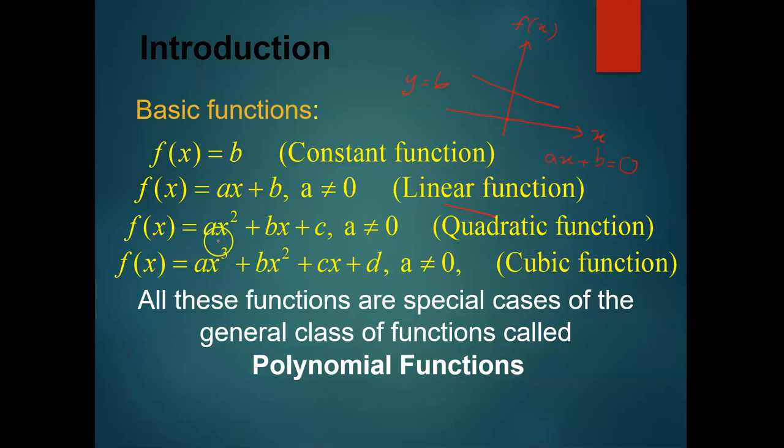And then third is ax squared plus bx plus c, which we call a quadratic function. When you put it equal to 0, then it will become a quadratic equation. And then last is ax cubed plus bx squared plus cx plus d, which is a cubic function. When you equal it to 0 like last week, then it will become a cubic equation. So all these functions are special cases of the general class of function. We call them polynomial function.